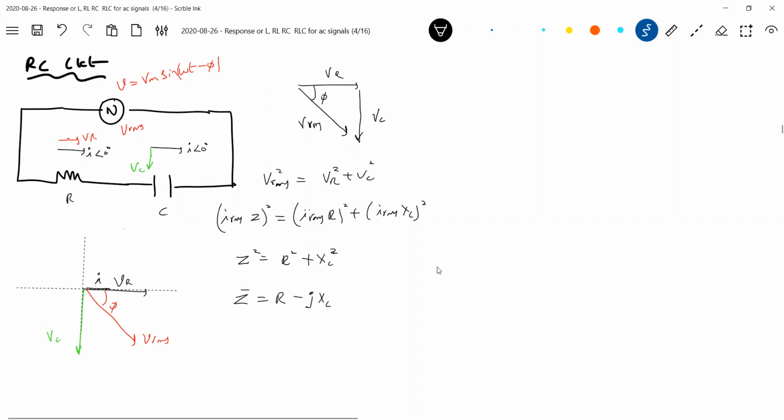If I draw the impedance triangle, this will be R, this is XC, and this is Z. Why minus j? Because XC is along, there's a convention. Any quantity along the positive y-axis will have a phase angle of 90 degrees, and that 90 degree phase angle we show by j. A quantity having minus 90 degree phase angle, we simply write minus j.